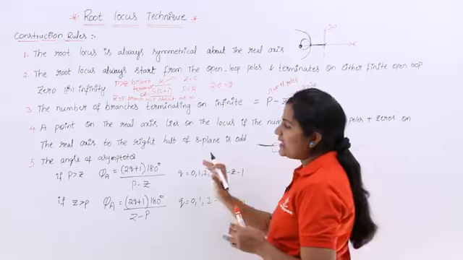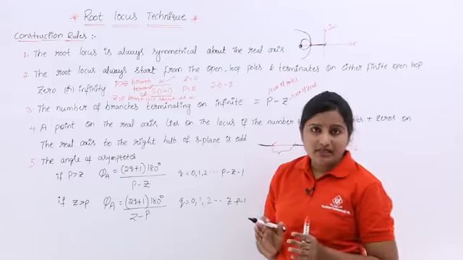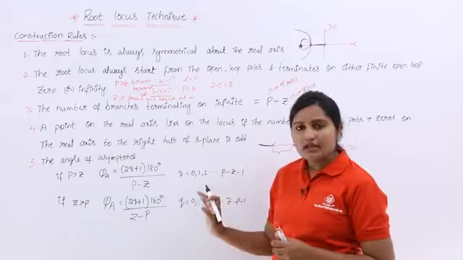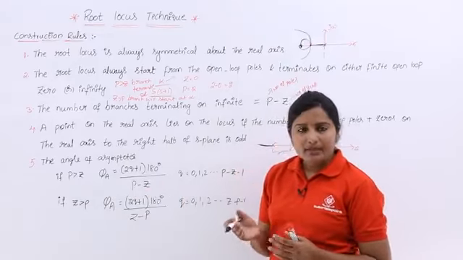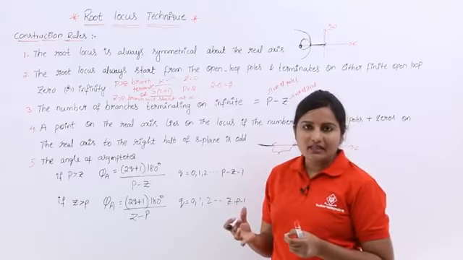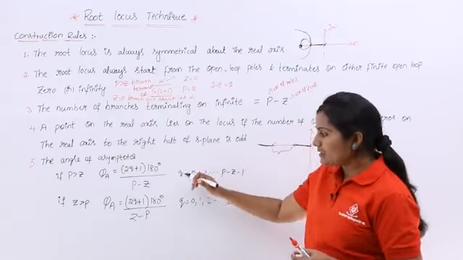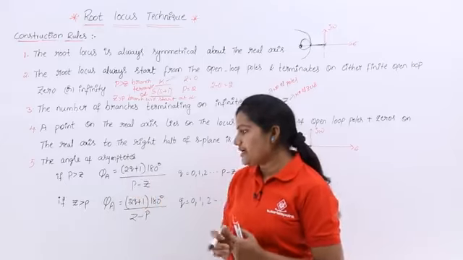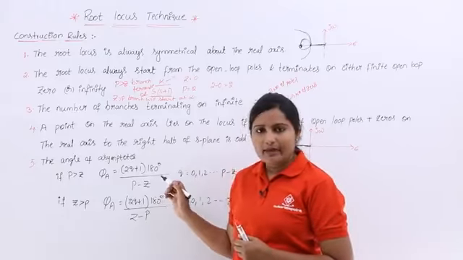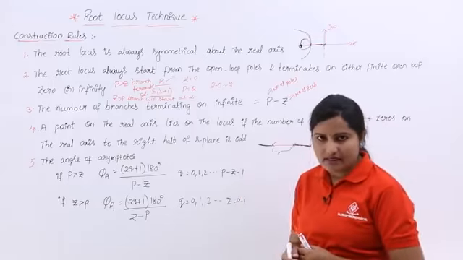After that, the angle of asymptotes. Whatever branches we are taking, those branch angles are nothing but asymptote angles. If P is greater than Z, your branches are going to terminate at infinity. The asymptote angles are phi A equivalent to (2q plus 1) into 180 divided by (P minus Z), where q is equivalent to 0, 1, 2, and so on up to P minus Z minus 1.